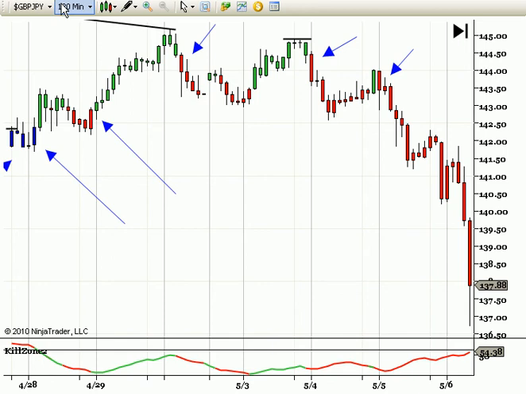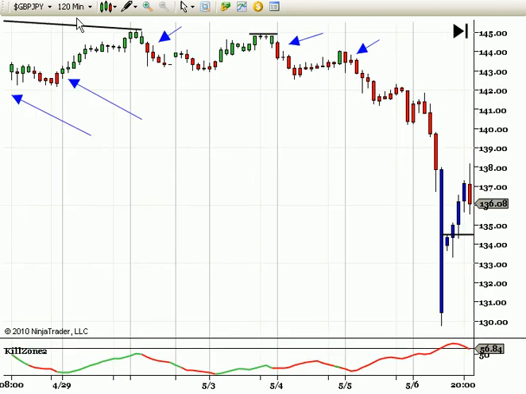So I hope this chart helps on the FX, looking at the bigger time frame.